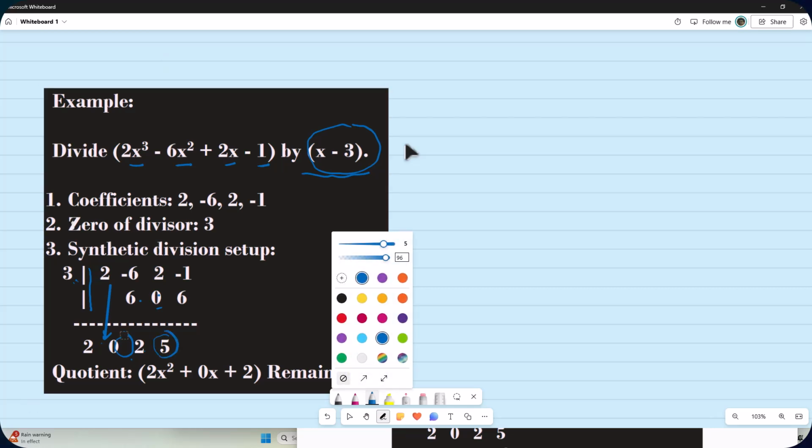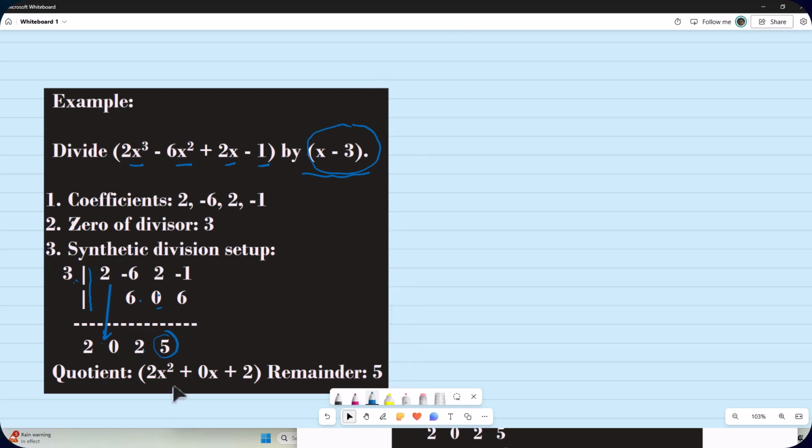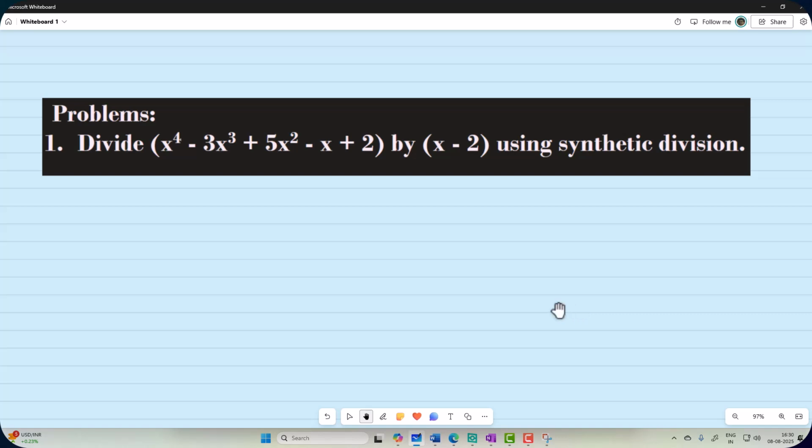Then what is the quotient over there? That quotient is going to be 2x squared plus 0x plus 2. So far in this calculation, I have not used any variable, just taken the coefficients and the 0 on the left, and then we have divided successfully. So on dividing this cubic polynomial by x minus 3, the quotient is this and the remainder is going to be 5. Okay.